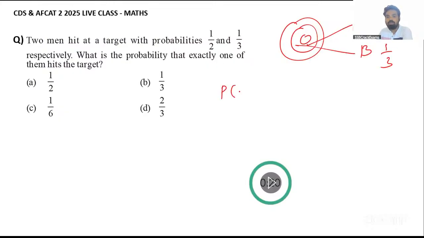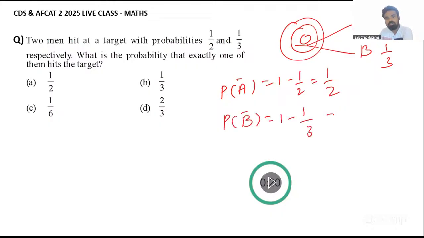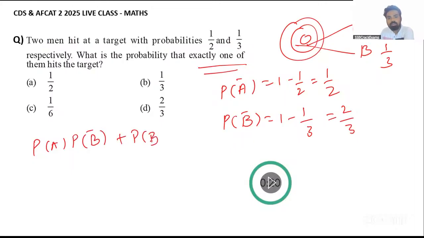The probability of not hitting by A is 1 minus 1 upon 2, which is 1 upon 2. Probability of not hitting by B is 1 minus 1 upon 3, which is 2 upon 3. So it is saying exactly one of them will hit. If A hits, then B will not hit. And if B hits, then A will not hit.